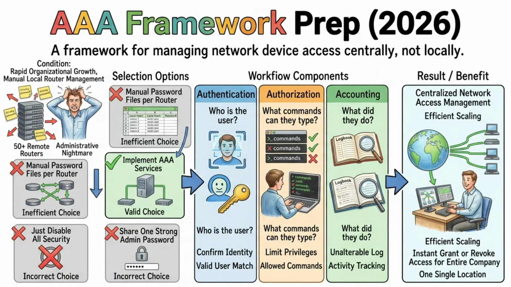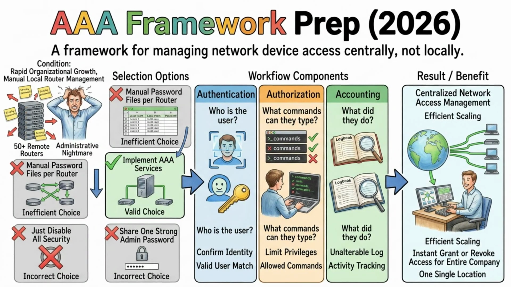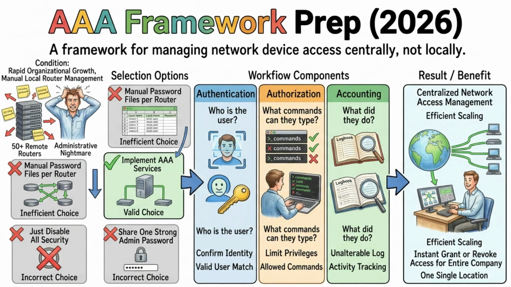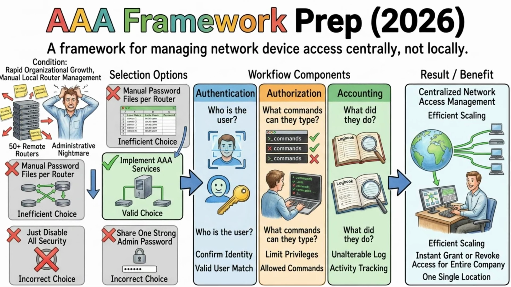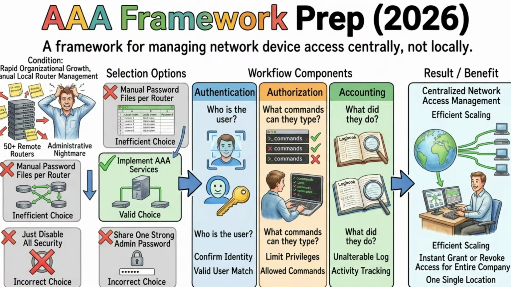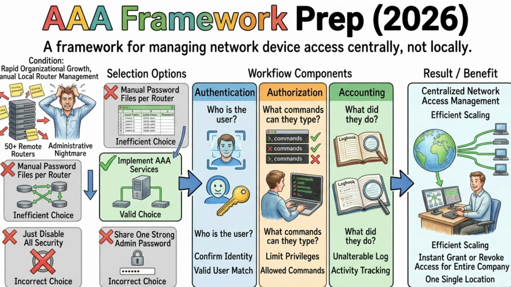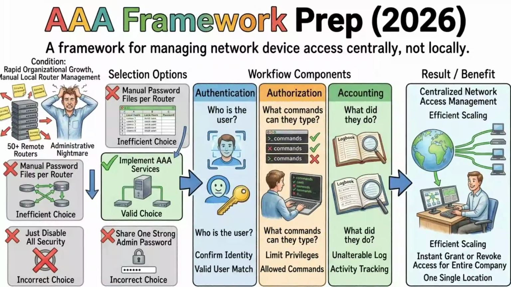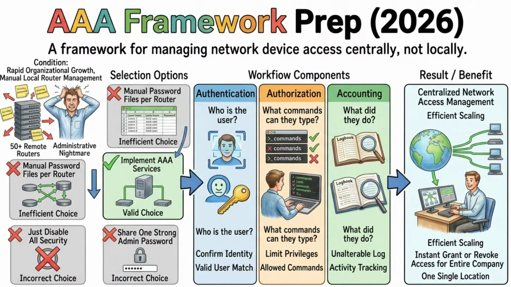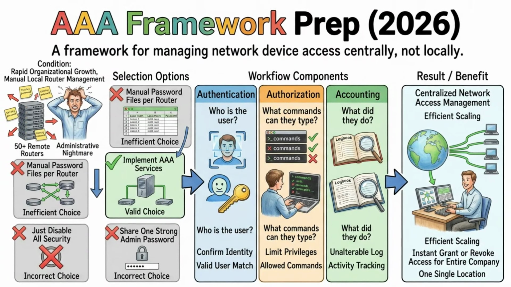As an organization grows rapidly, manually managing local passwords on 50 different remote routers becomes an absolute administrative nightmare. To solve this scaling problem, engineers implement the authentication, authorization, and accounting framework, universally referred to as AAA. Authentication simply confirms who the user is, authorization strictly limits what specific commands they are legally allowed to type, and accounting maintains a permanent, unalterable log of everything they did. By pointing all your network devices to one central AAA server, you can instantly grant or revoke administrative access for the entire company from a single location.